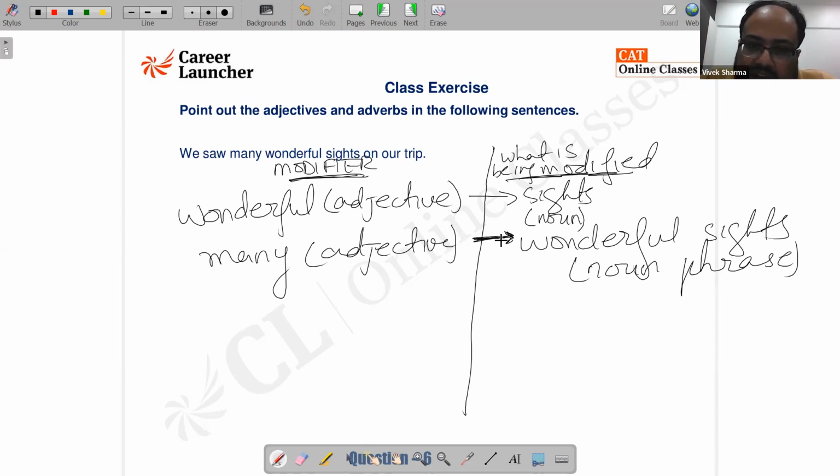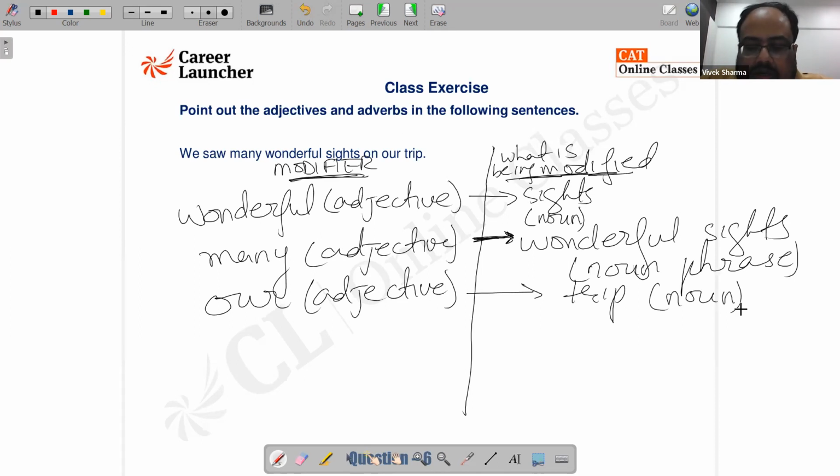An adjective can modify a noun or its substitute. So wonderful sights is a noun phrase, and it has more than one word. What is many? The wonderful sights are many. And the third modifier is our, which is an adjective modifying the word trip, which is a noun. Please ask if there's a doubt here. There are three modifiers in this sentence. All three are adjectives, and all three are modifying nouns or noun phrases.